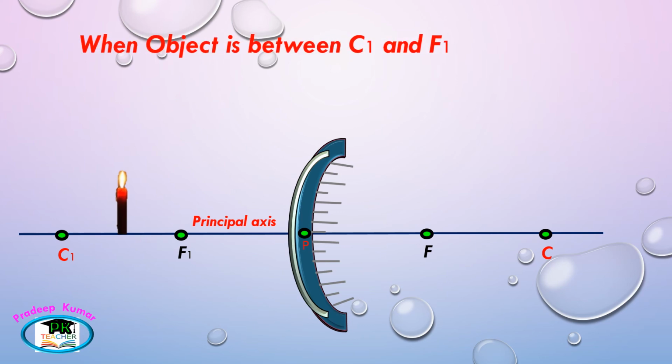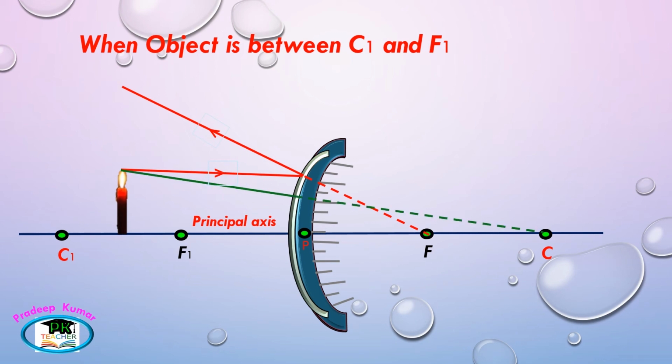When the object is between C1 and F1, first ray parallel to principal axis and deviates as if the ray coming from the focus. Second rule, it is going towards the center of curvature, return back in the same path, and the image is formed between P and F. Nature of image, virtual, erect and diminished.